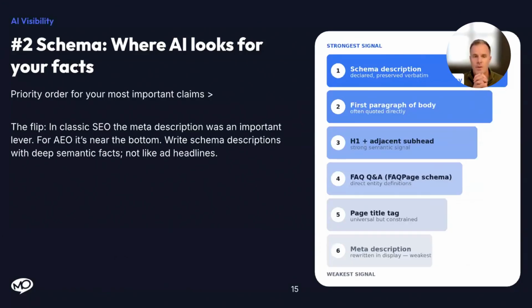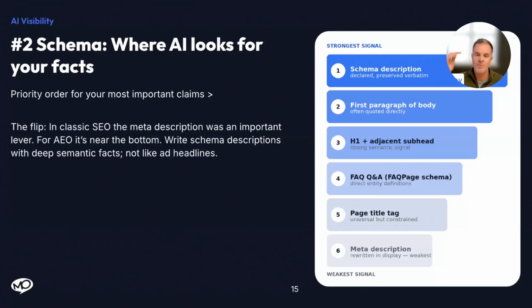Okay, so where AI looks for your facts. On the right, that's the priority, the schema description. And it's important to note that the description you can put in your schema is very different to the description you put in your web page. In your web page, you're limited to about 150, 160 odd characters. Otherwise, it gets appended with those 3 dots. In schema, you can put about 450 characters in it, and the whole thing is consumed by the LLM.